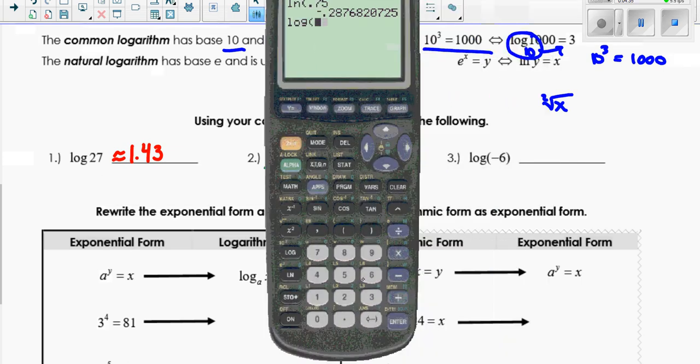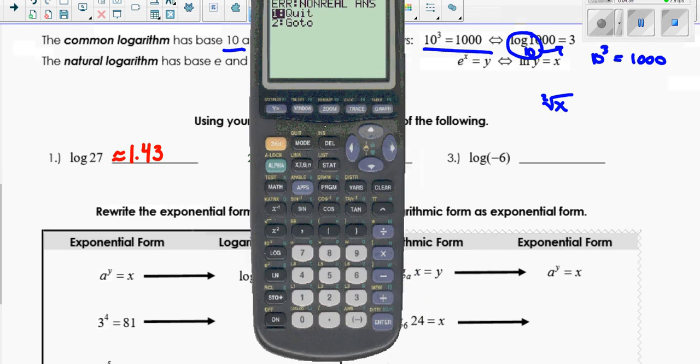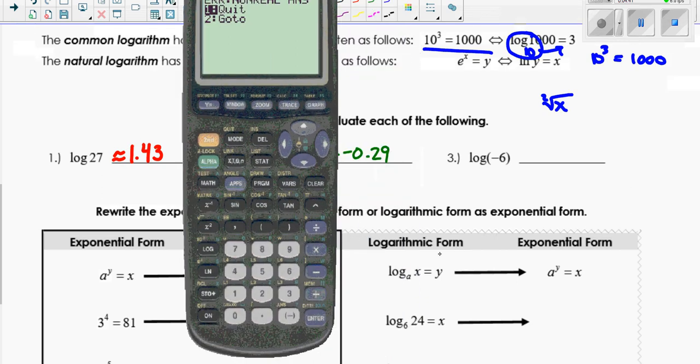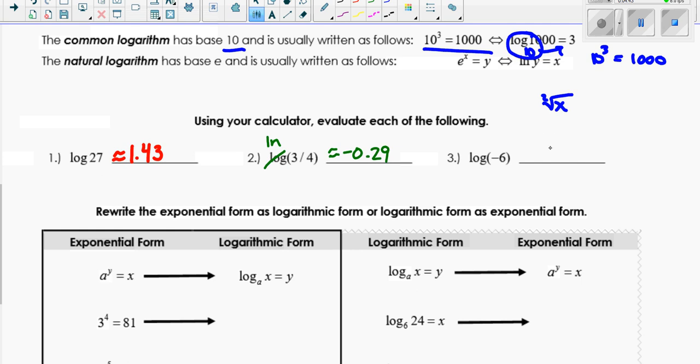Okay, and then the next one, we have log of negative 6. So log of negative 6, notice, gives you a non-real answer, and that will happen every time that you try to take the log of a negative. So can you just write here, cannot take log of negative number. Okay, you can put your calculators away now.